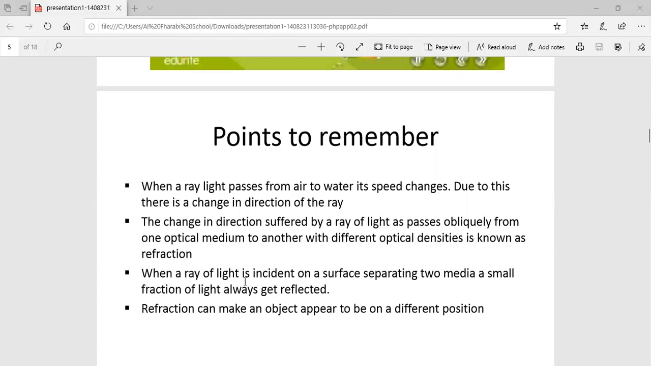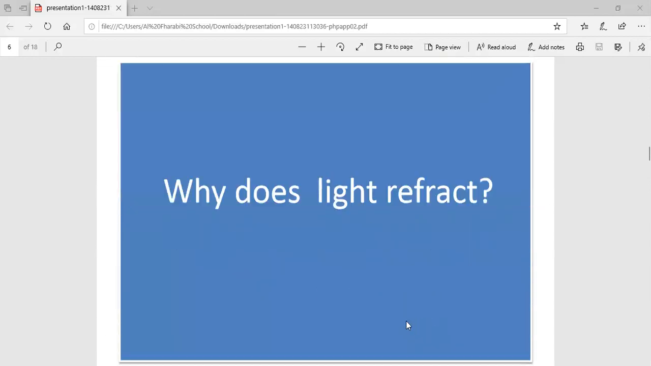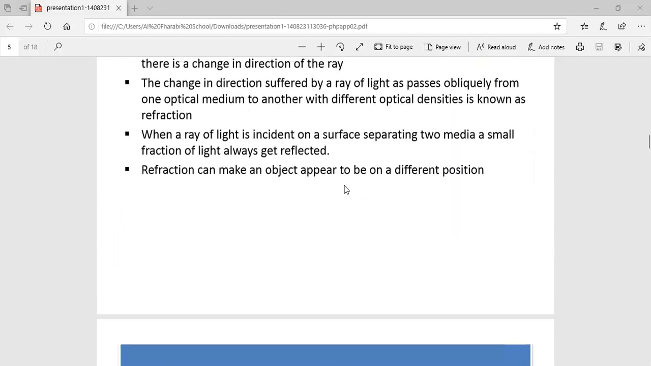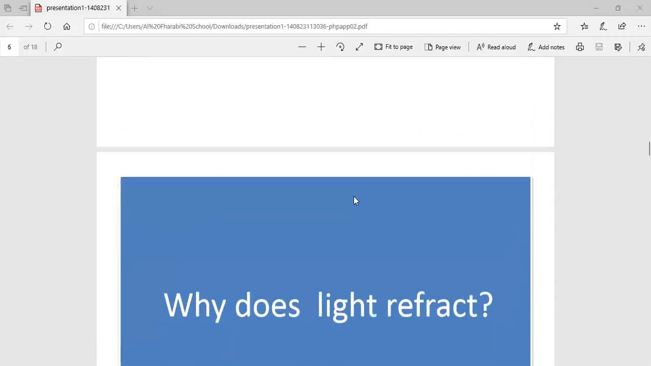When a ray of light is incident on a surface separating two media, a small fraction of light always gets reflected. Now, refraction can make an object appear to be in a different position. And you have to remember always the spoon inside the glass of water.